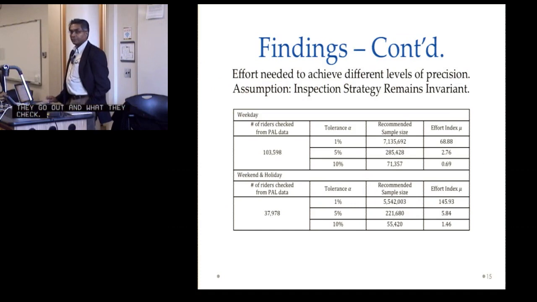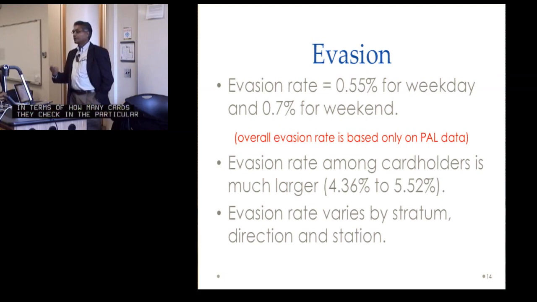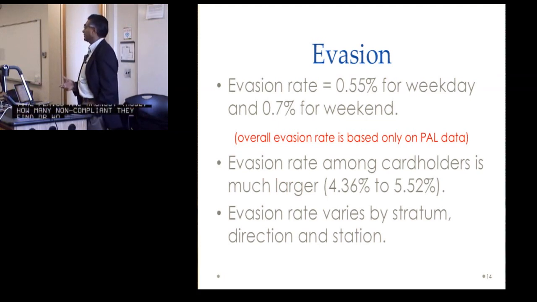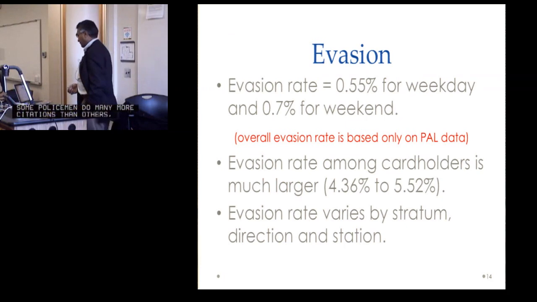Another thing I should point out, that we also found big differences across policemen in terms of how many cards they check in a particular time period, and amongst those, how many non-compliant they find, or how many citations they give. Some policemen give many more citations than others. And these are differences that I think are worth investigating.